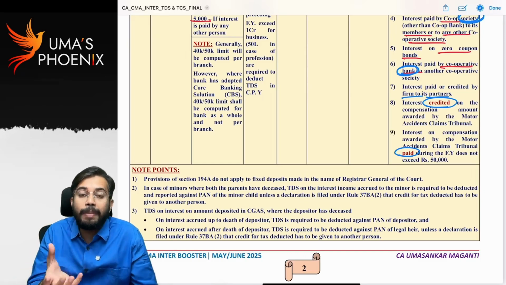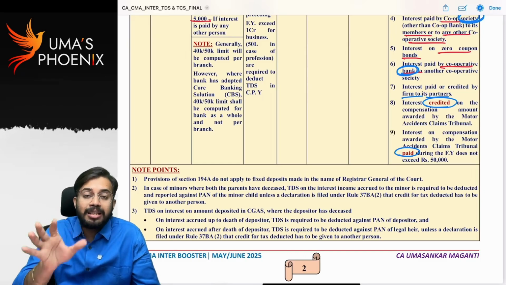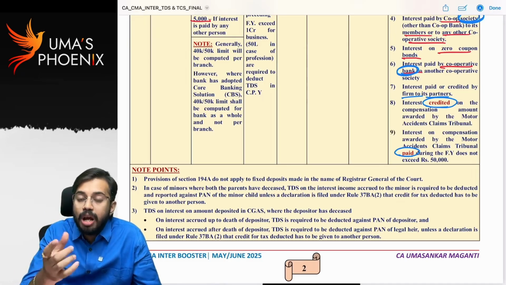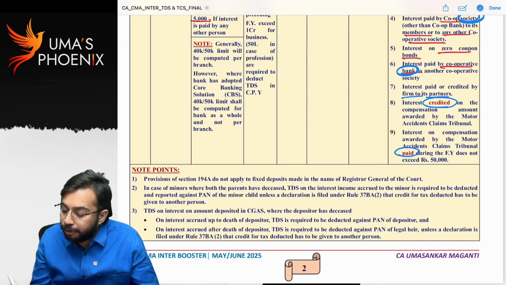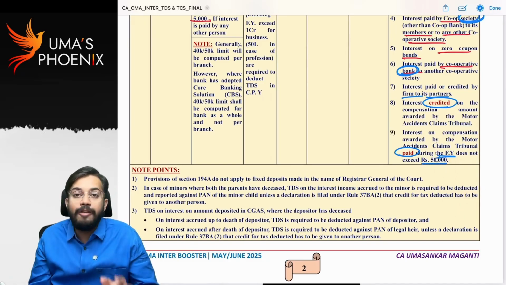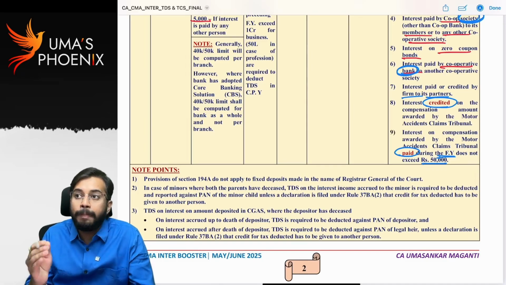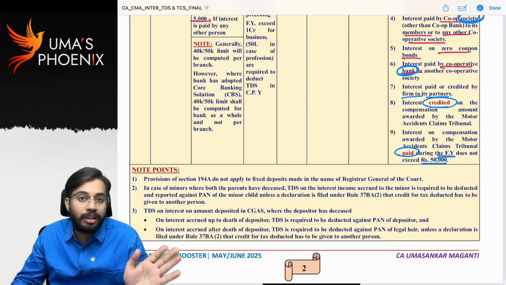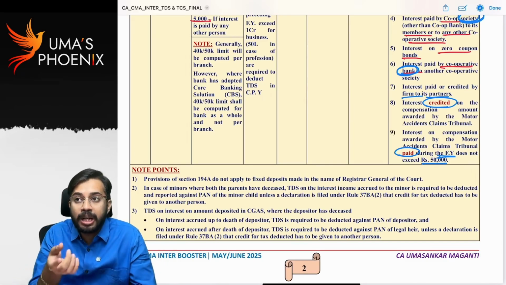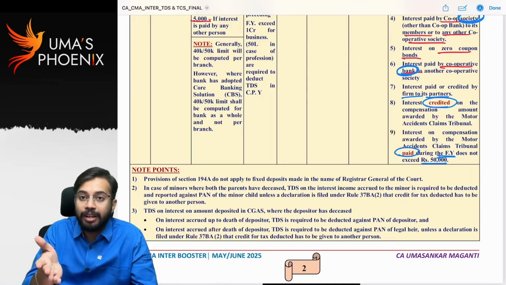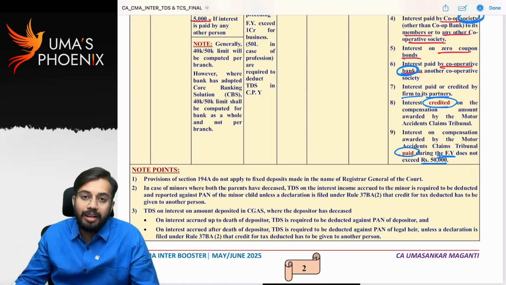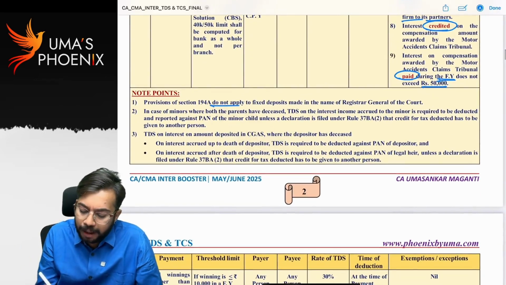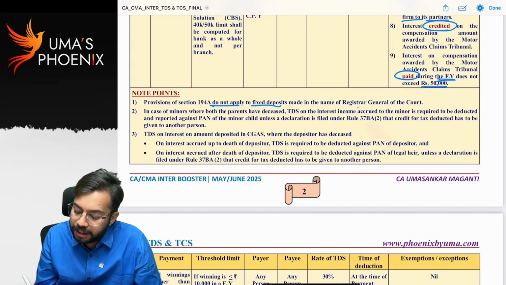That means whenever compensation is paid by the Motor Accidents Claim Tribunal, then only TDS is required to be deducted, and that too if the compensation amount is more than 50,000 in a financial year. If compensation paid in a financial year is up to 50,000 rupees, the Motor Accidents Claim Tribunal is not required to deduct TDS. However, if the compensation paid in a financial year is more than 50,000 rupees, then it is required to deduct TDS.